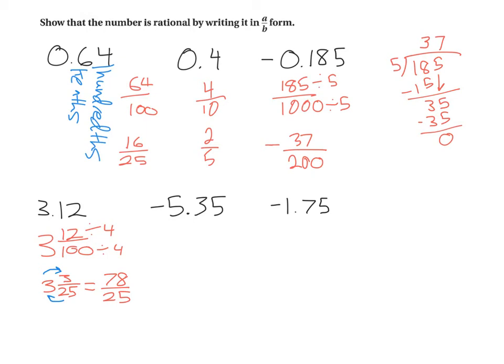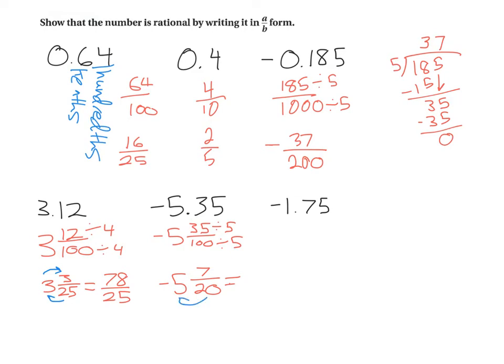In our next example, we also have a negative. We have to make sure that we get that negative in there. Negative 5 and 35 over 100. And here's another case where I can divide both of these by 5. In this case, it's a little easier because I know 35 divided by 5 is 7. So I get 7, and I know 100 divided by 5 is 20. Now I'm going to change this into an improper fraction.